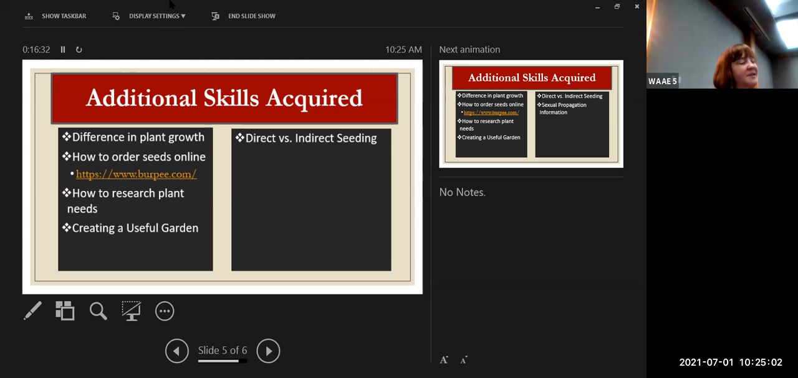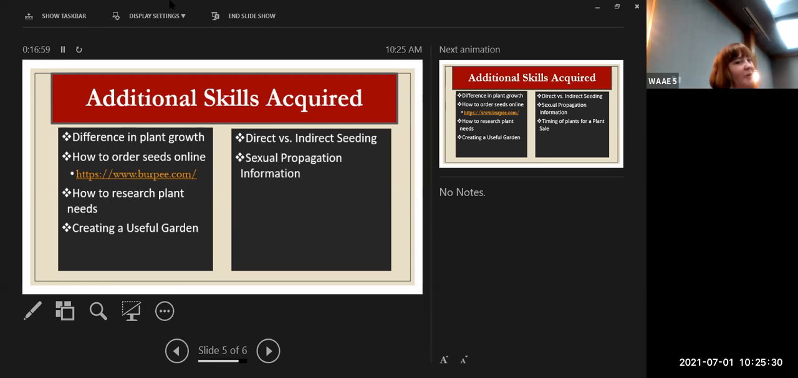It also goes into direct versus indirect seeding. Obviously, we would be doing indirect seeding. We are planting things in a soil space, and then we'll be putting them right outside. But if they're planting directly into the soil outside, they have to take into account other things, insects and environments and all those things that they would have to account for when they plant seeds in an outdoor setting. So we talk about that.